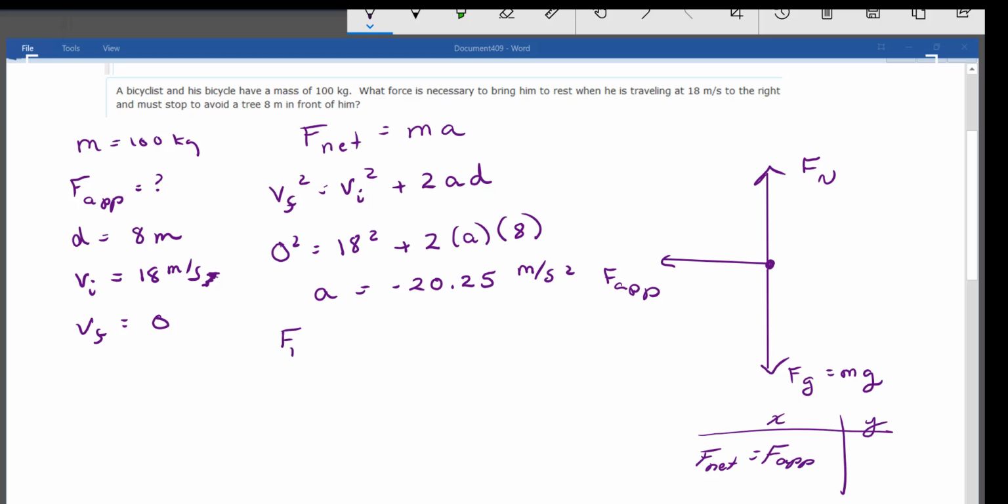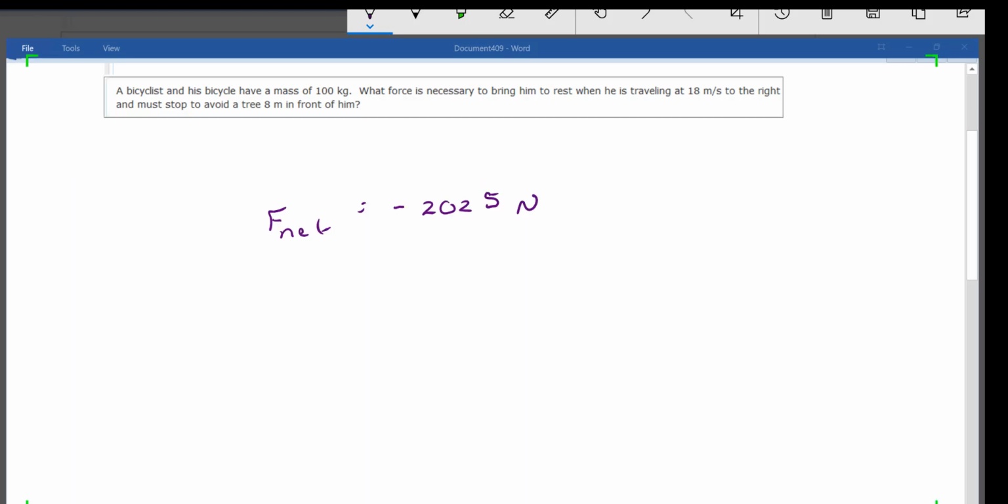So now that I have A, I can go ahead and plug that into F net equals mass times A. Mass is 100 kilograms, so 100 times negative 20.25 gives me a net force. We get F net equals negative 2025 newtons.